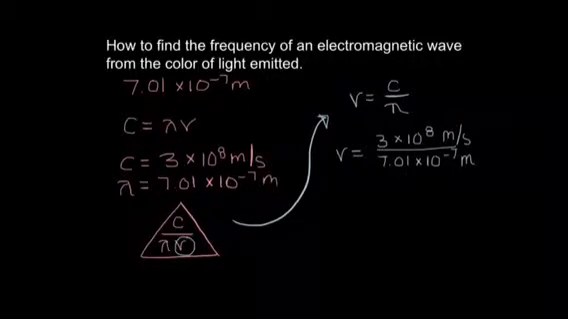Setting this up, I get 3 times 10 to the 8th meters per second divided by 7.01 times 10 to the negative 7th meters, which is going to leave me with just 1 over seconds, which is the units of frequency, also known as hertz. When I plug this into my calculator, I get 4.28 times 10 to the 14th hertz.